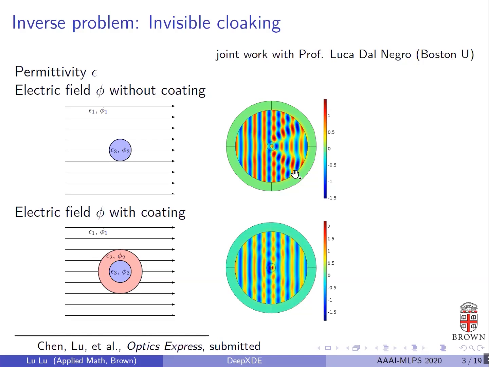And in this invisible cloaking, we try to add another layer, which is in the pink color, surrounding this blue region, such that by special design of this epsilon 2, the downstream electric field, as shown in the red figure, looks unperturbed, which means if we measure the electric field in the downstream, we cannot know whether there is an object in the upstream or not. So this is the setup of this problem.